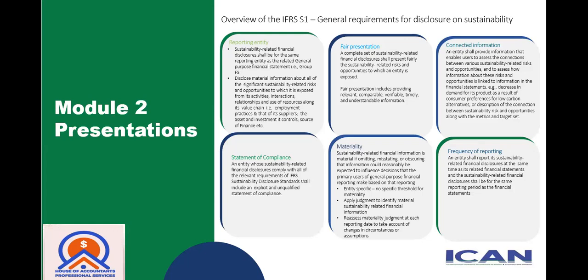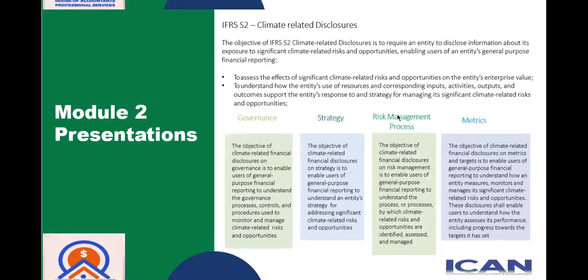So if there is information about sustainability and you, as an accountant or as an external auditor, fail to report on that, especially if that information is material and you omitted it, then you know that you are violating what we call the materiality concept. Okay, entity-specific, no specific threshold of materiality, applying judgment to identify material sustainability-related financial information, and reassessing the materiality judgment at each reporting date to take account of changes in circumstances or assumptions. Let's leave this one. You can simply read this one yourself.